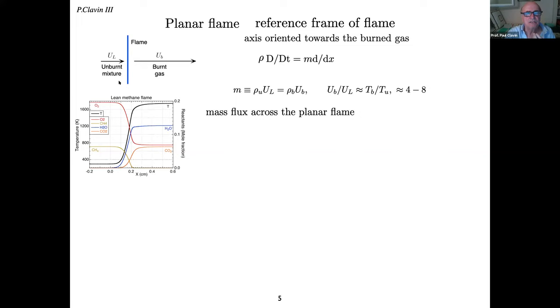Now, in steady state, rho d over dt is rho u d over dx, because the derivative over time disappears. So this Lagrangian derivative becomes simply a spatial derivative with respect to space times the mass flux. Rho u UL equals rho b UB, and that.